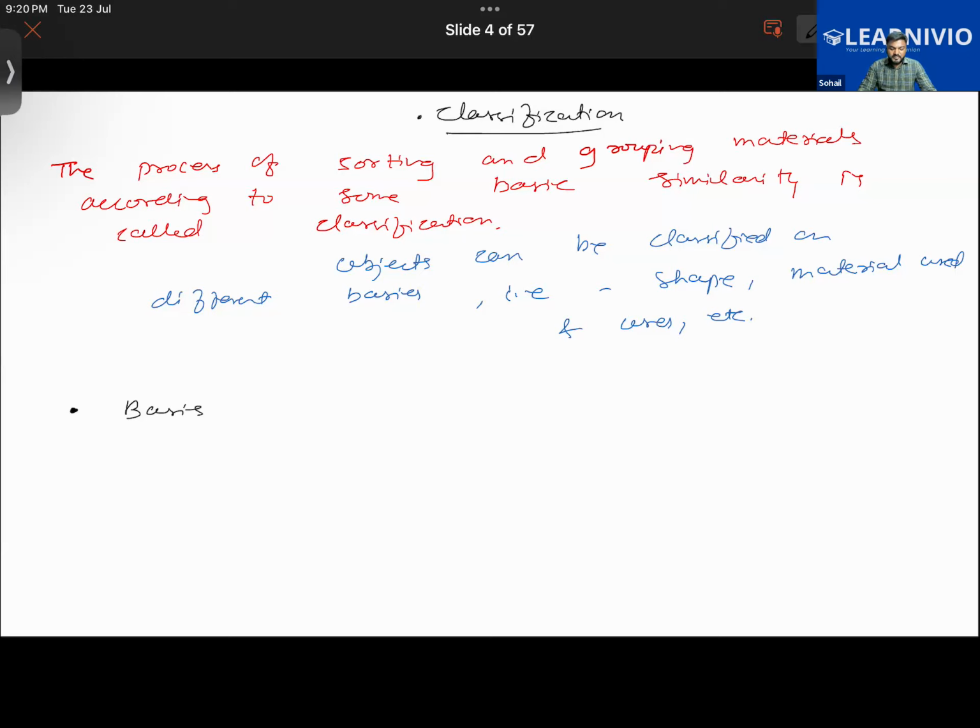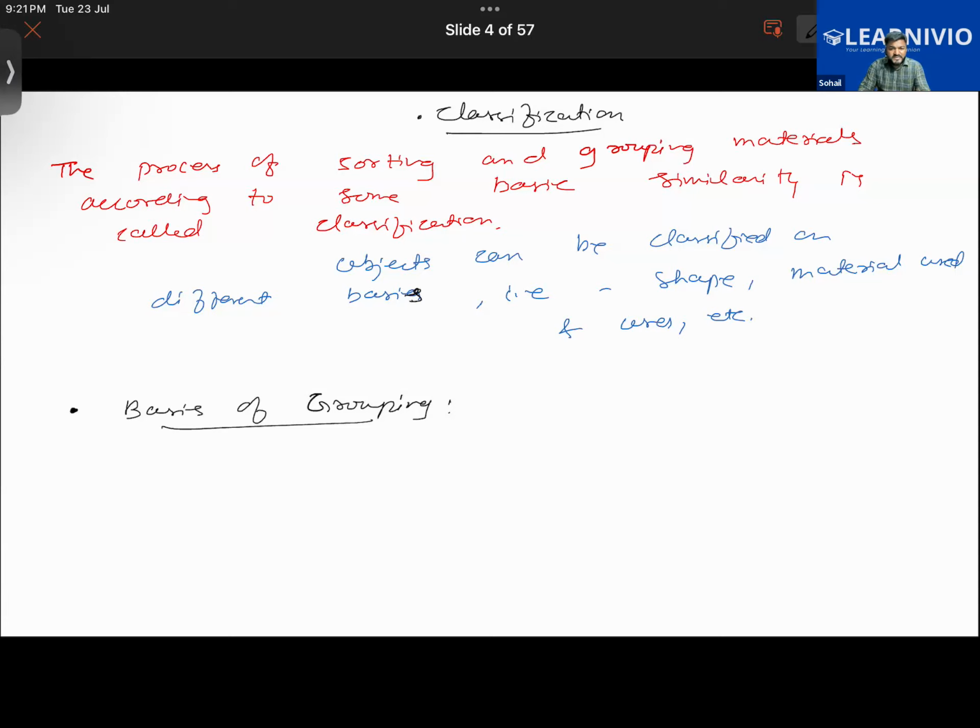Next, you're going to learn about basis of grouping. Sir, what is the meaning of different varies? Different, it's basis actually. B-A-S-I-S. Yeah, that is actually S.